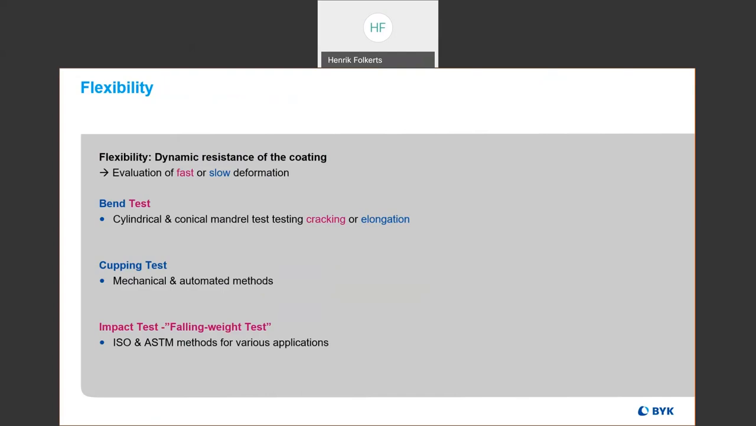The impact test, which is also called the falling weight test, is a very fast deformation. The weight falls on the sample panel, where the application is dependent on the weight. For this, different ISO and ASTM methods exist. We will have a closer look at them later on.